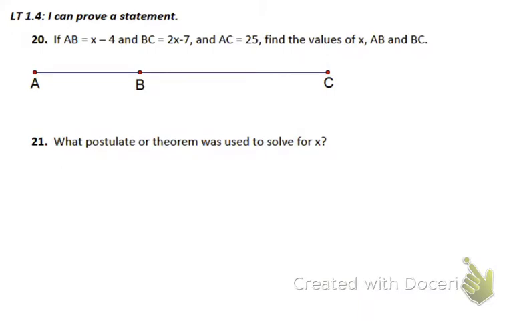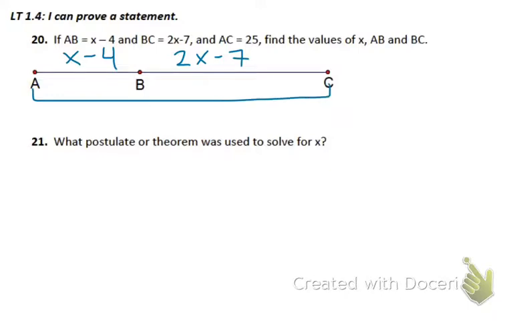1.4, I can prove a statement. So if AB is x minus 4, let's start by labeling x minus 4. BC is 2x minus 7. AC is 25. Find x, AB, and BC. So the segment addition postulate states that I can take those two pieces of segment AC and I can add them together and it equals 25. So that's exactly what I'm going to do.